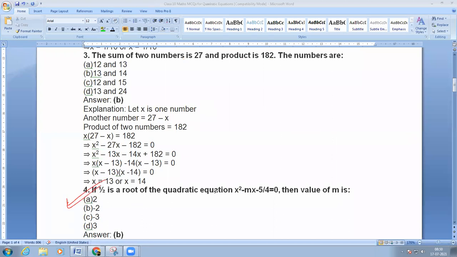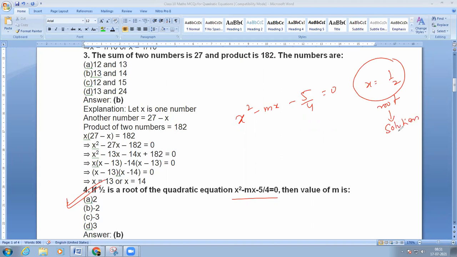If 1/2 is a root of the quadratic equation, find the value of m. You are given a quadratic equation x square minus mx minus 5/4 is equal to 0, and one root, that is the value of x, is given as 1/2. If this value is a root of the equation, that means it is also a solution of the equation.